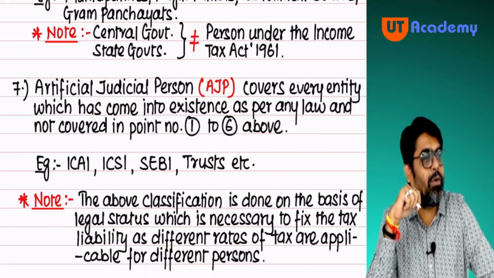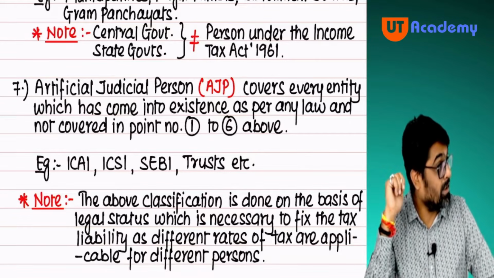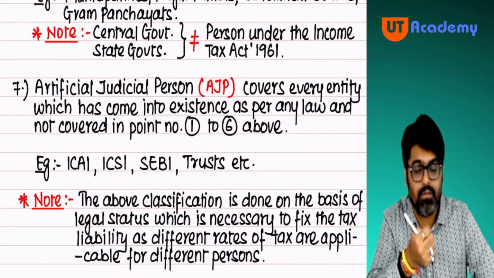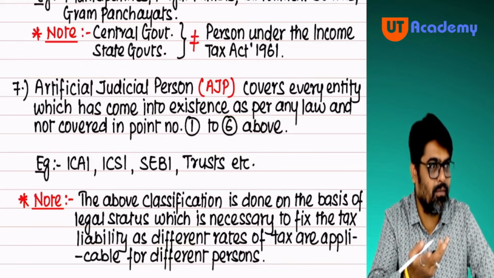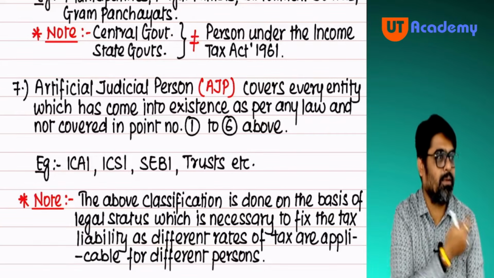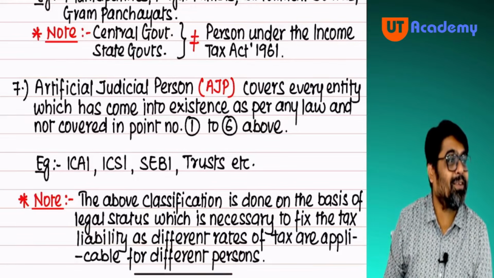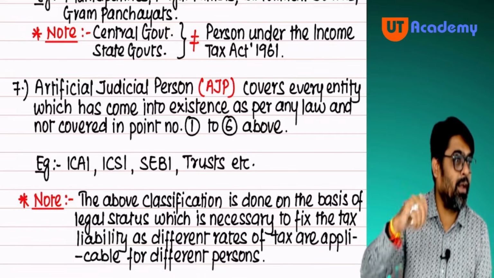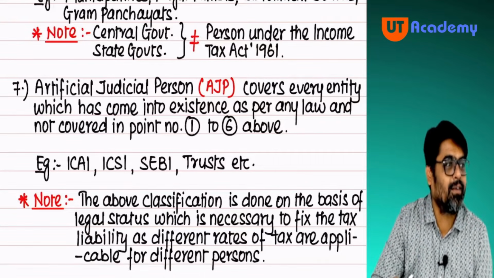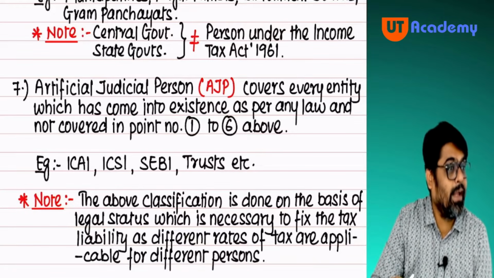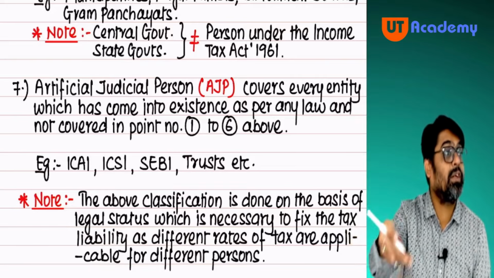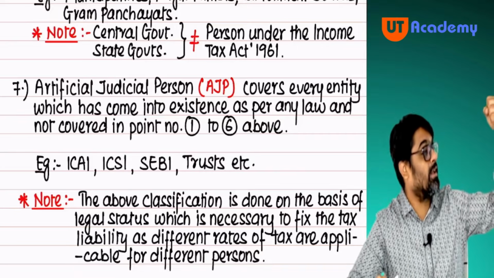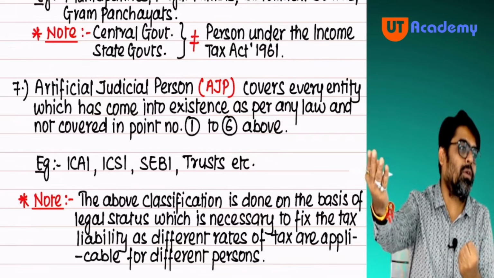Have you heard about the Institute of Chartered Accountants of India? The Institute of Chartered Accountants of India. Have you heard about it? ICAI. Our mother institution. Hello. ICAI is AJP. Artificial, judicial, coming into existence because of a law. There is a law in India, the CA Act, the Chartered Accountants Act 1949. There is a law in India which has given birth to this institute. So this institute is coming into existence because of a law. Hello. So the institute is what?